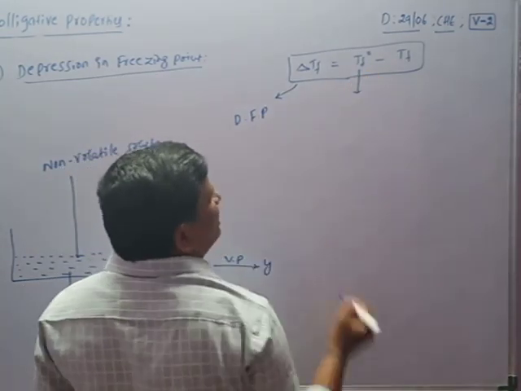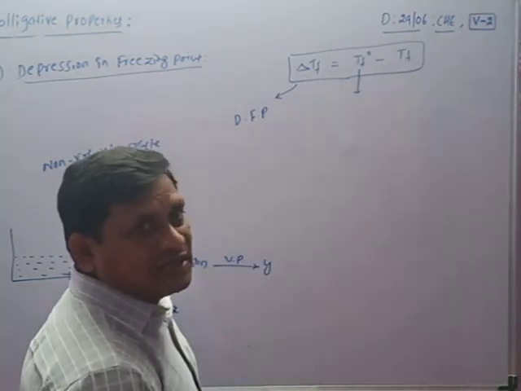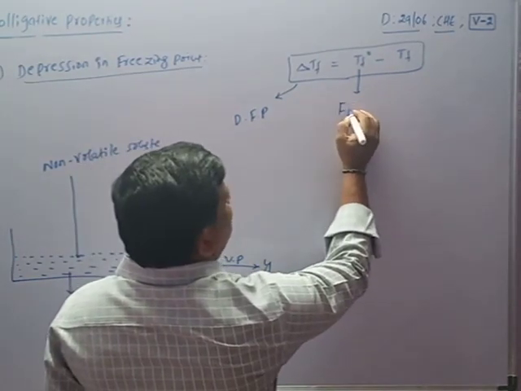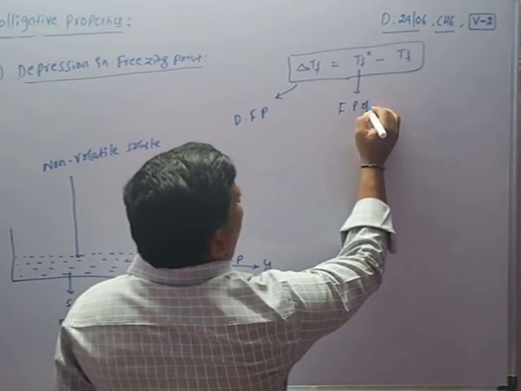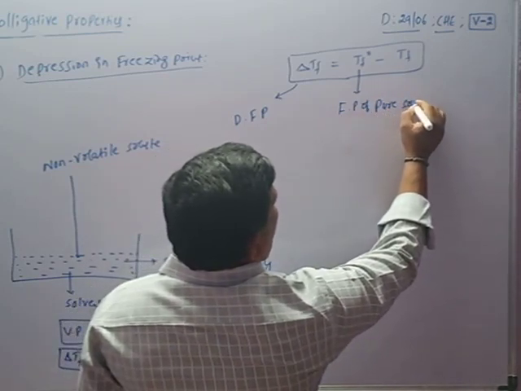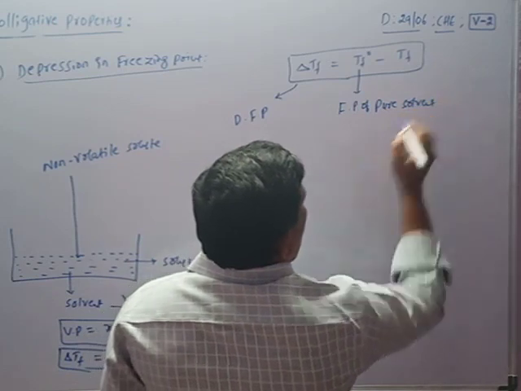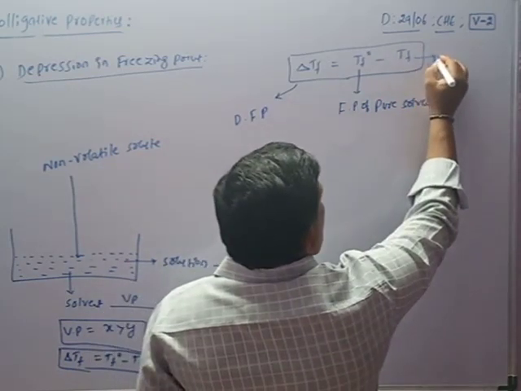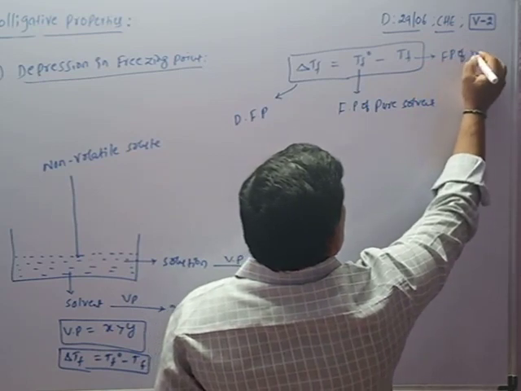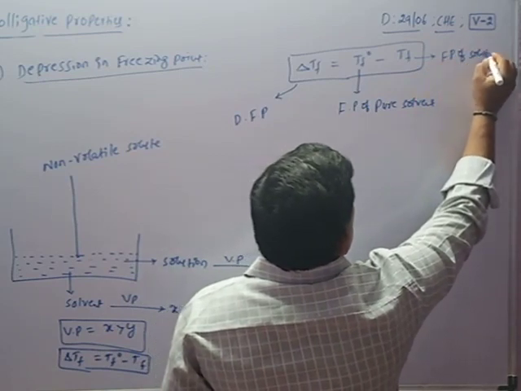TF naught is the freezing point of the pure solvent. TF is the freezing point of the solution.